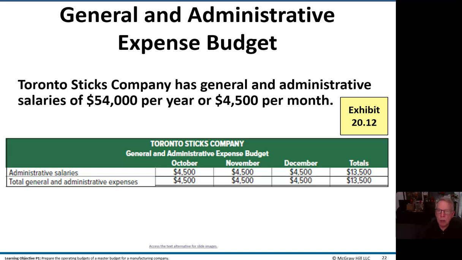Okay, general and administrative. Toronto Sticks Company, TSC, has general and administrative salaries of $54,000 per year or $4,500 per month. All of the G&A in this company are fixed. So we can just lay those little beauties into each month for a total of $13,500 for the quarter. And that comprises all of the total G&A, general and administrative expenses.